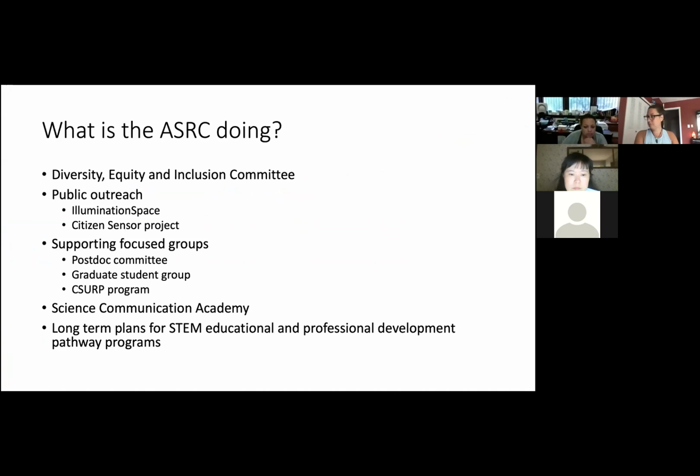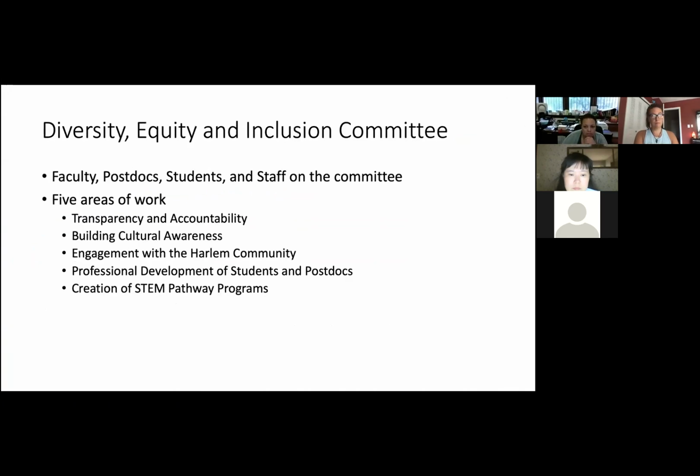So I'm just going to jump right into it. We started a diversity, equity, and inclusion committee this summer, and I'm very excited about that. We have 12 members that represent our faculty, postdocs, students, and staff. It is 50% women, it is 50% people of color, and it's incredibly wonderful, the conversations that we are having together there, and that we're going to be bringing to the rest of the ASRC community and hopefully beyond as well.